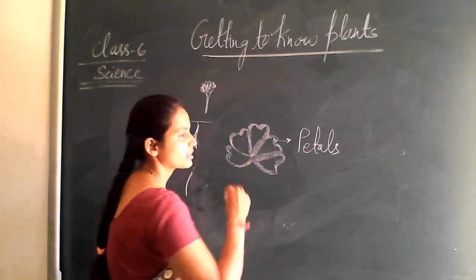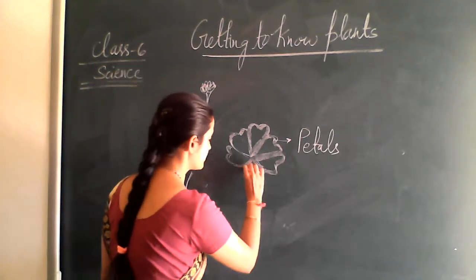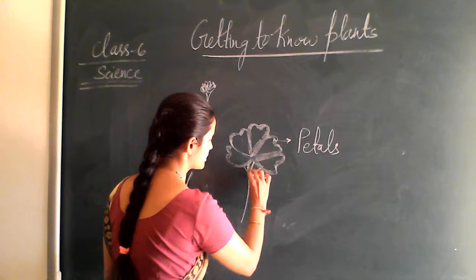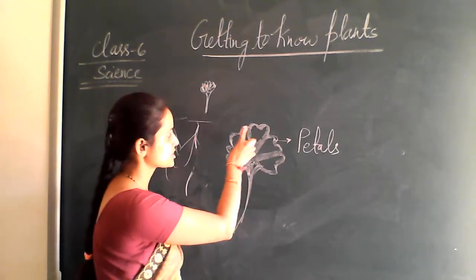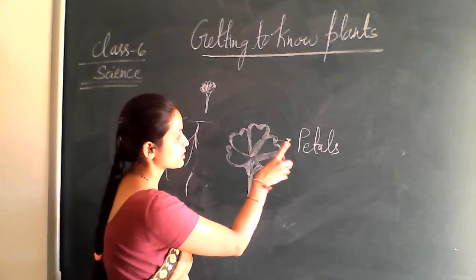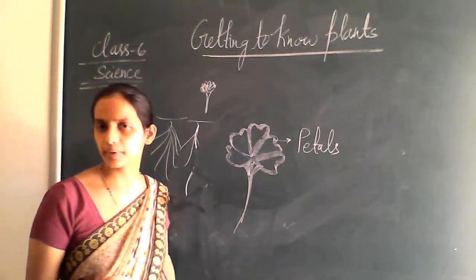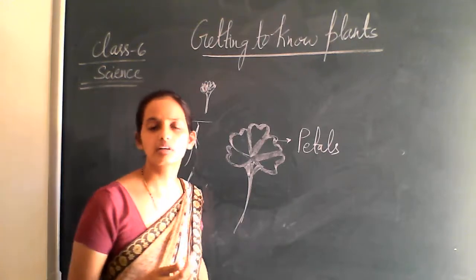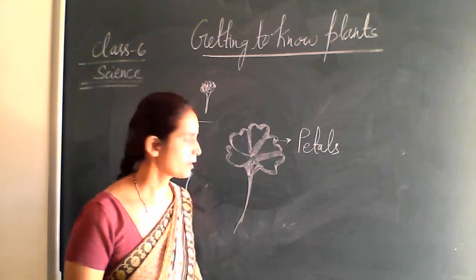Generally we have the red dashars. So the colored structures that we can see, those are called petals. Different flowers have different colored petals, right? Every flower has its own color, right?